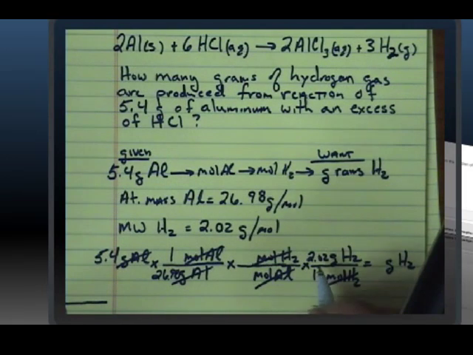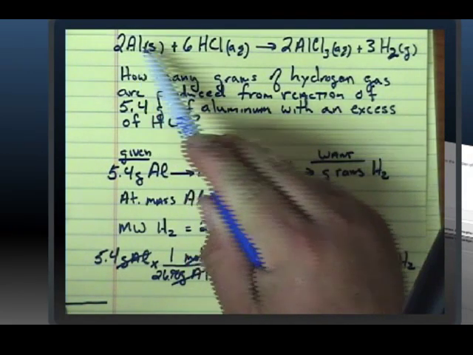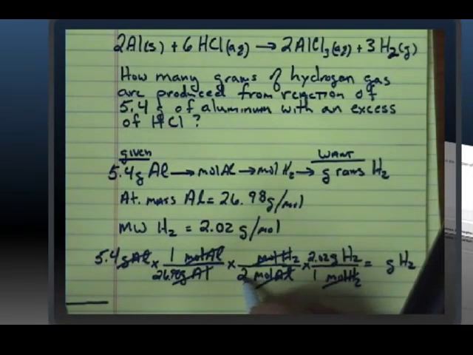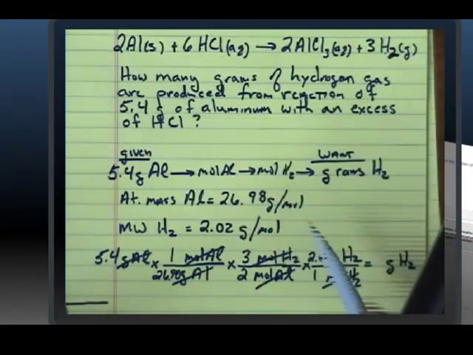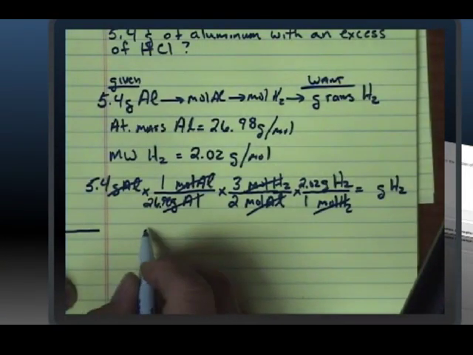And then the last thing we need are how many moles of H2 are there for every mole of aluminum. That comes out of the balanced chemical reaction up here. So we've got 2 moles of aluminum will give us 3 moles of H2. So 2 moles of aluminum down here, 3 moles of H2 on top. Our units are correct, so the last step we have now is just collecting and doing the arithmetic.